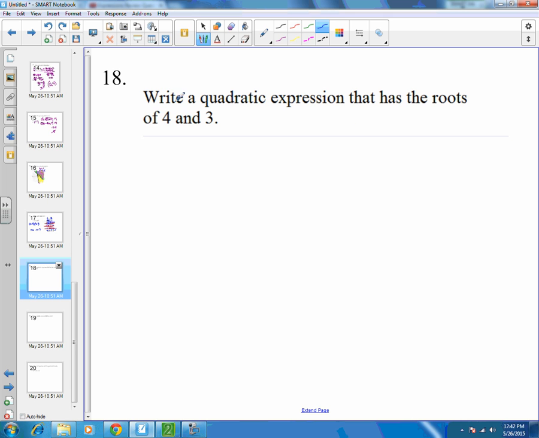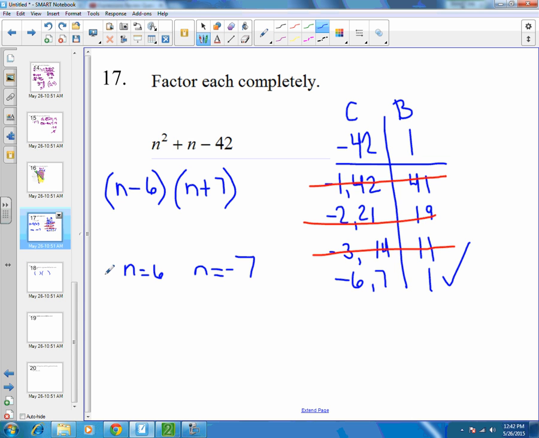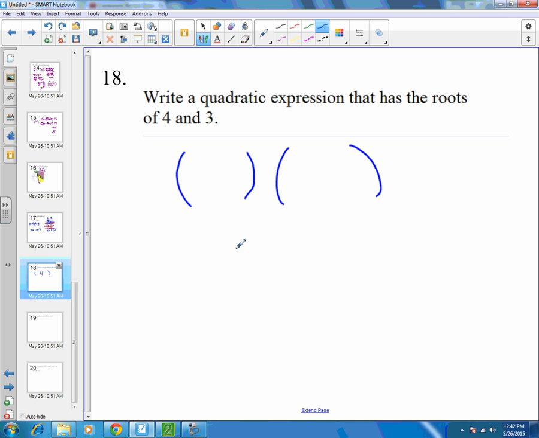Which brings me to number 18. It says write a quadratic expression that has the roots of 4 and 3. Well, if we remember, when we're plugging these numbers into the binomial, we must change our signs. So we're going to go (x - 4)(x - 3), and then you will FOIL it.